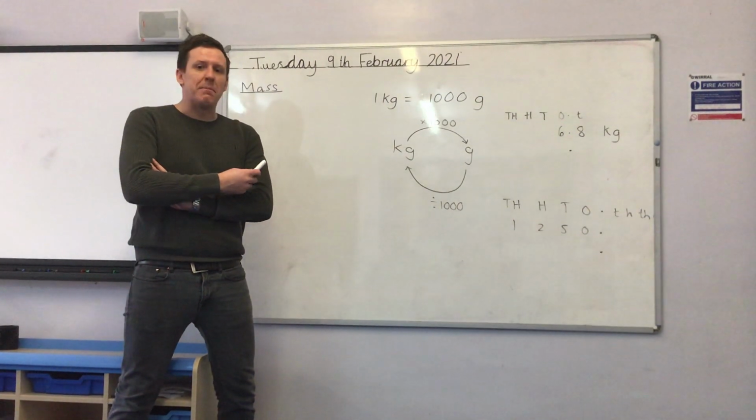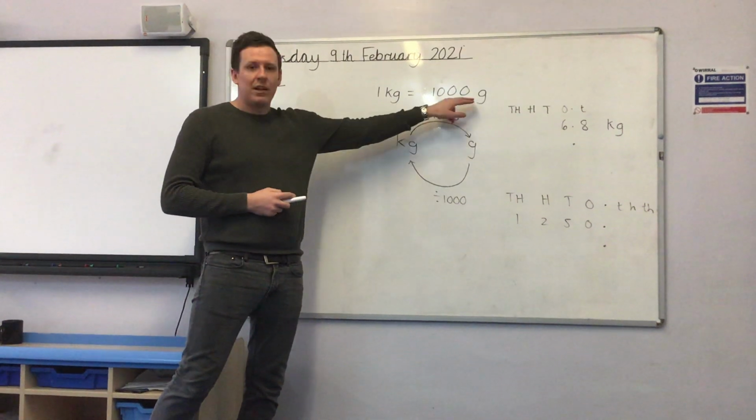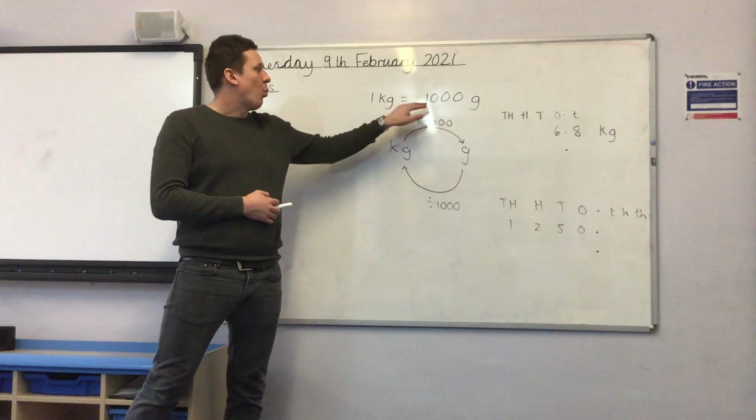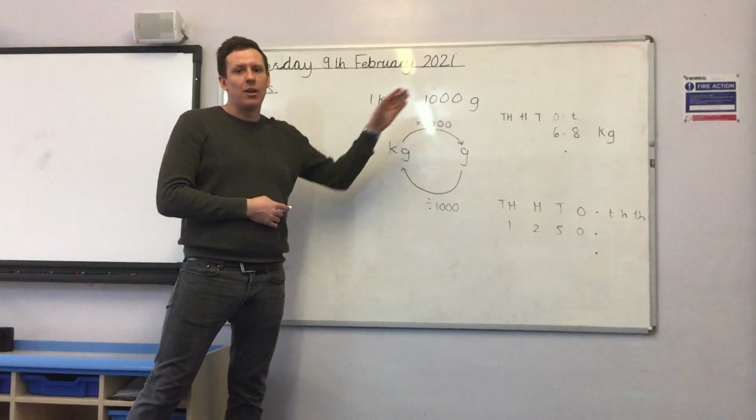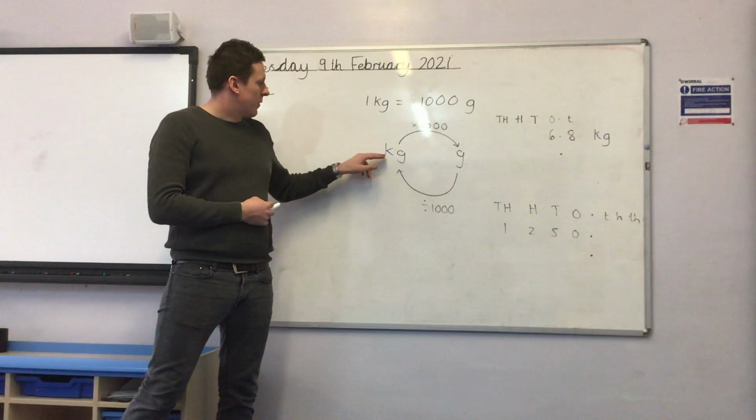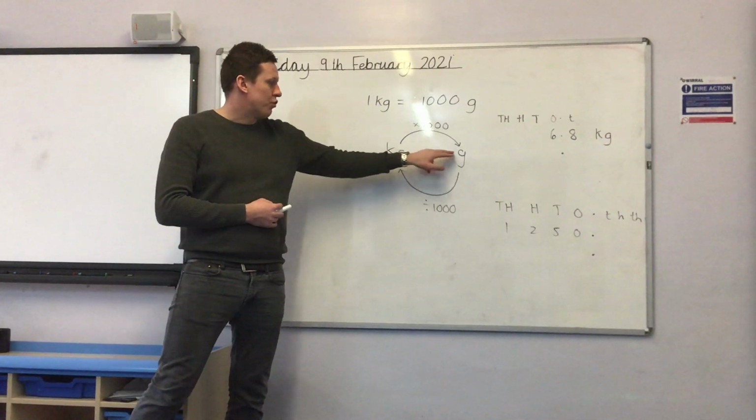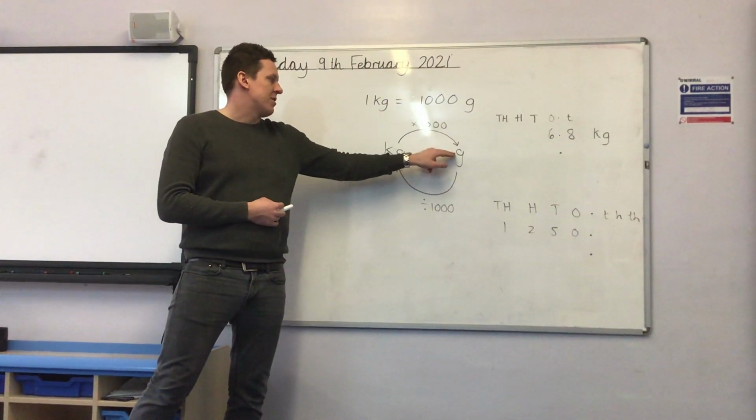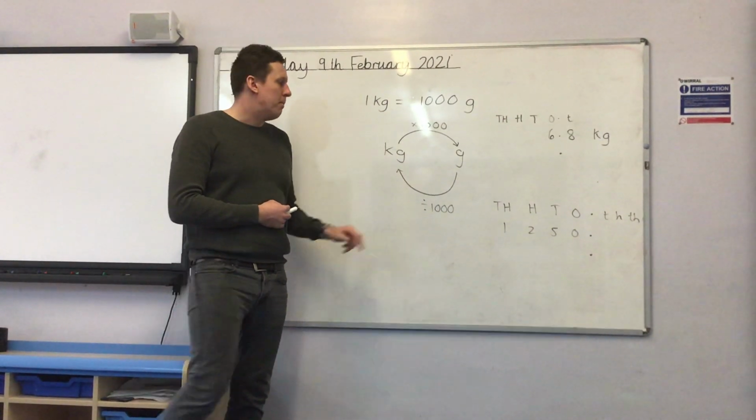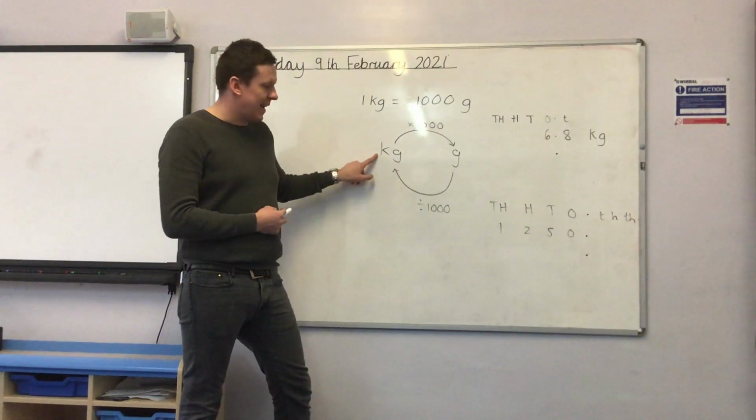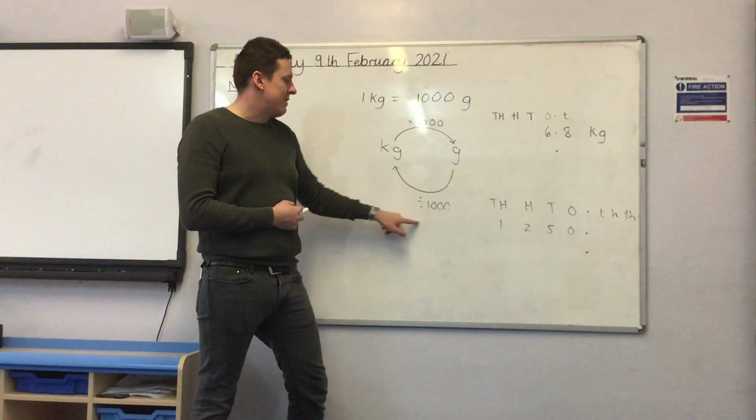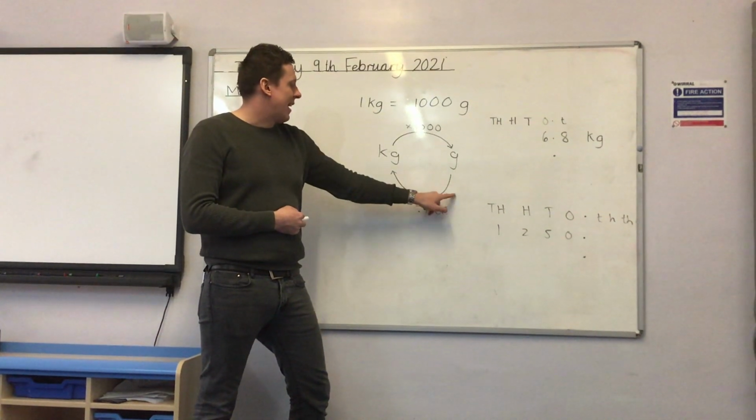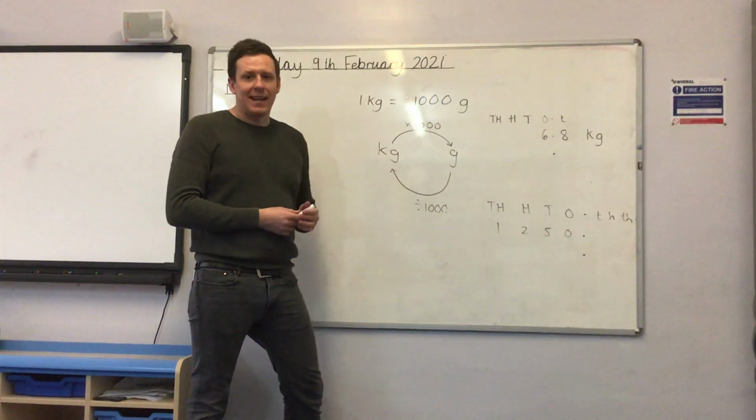So mass is usually measured in kilograms and grams. And it's important that you remember that 1 kilogram is 1,000 grams. Kilo meaning 1,000. So when you're converting from kilograms to grams, you multiply by 1,000 because there is 1,000 grams for every kilogram. But when you are converting from grams to kilograms, you do the opposite. You divide by 1,000, do the inverse, and that will give you it in kilograms.